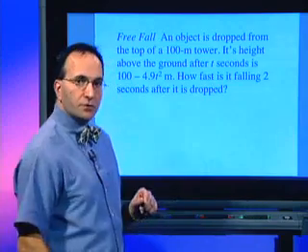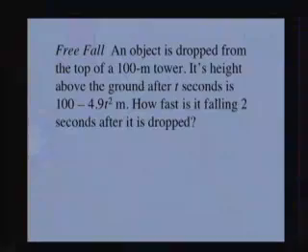Now it's time for you to try a problem. Free-falling, an object is dropped from the top of a 100-meter tower. Its height above the ground after t seconds is 100 minus 4.9 t squared meters. How fast is it falling 2 seconds after it is dropped? Pause the video while you work on this problem, and when you are finished, restart the video to check your solution.